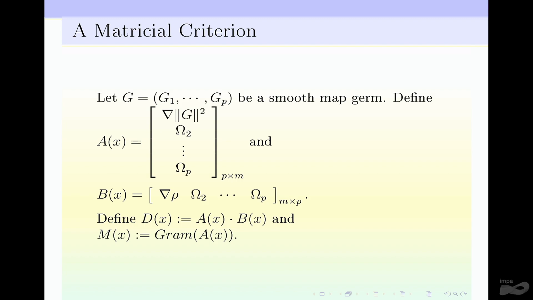So this is a criterion you can check. If someone gives you the representative of the germ, you can just construct such a matrix here, take this product, you get a square matrix, take the determinant. That's it.